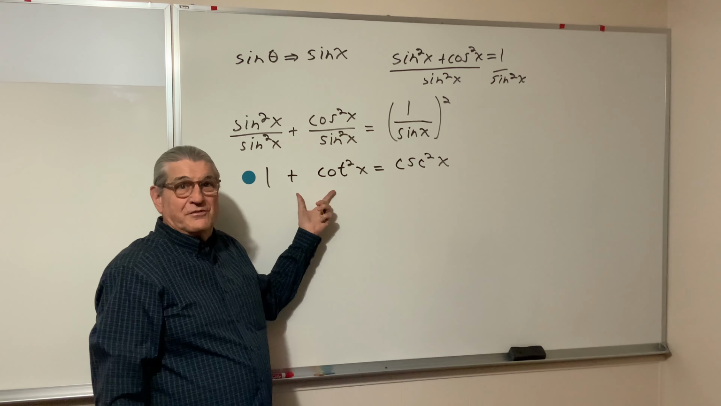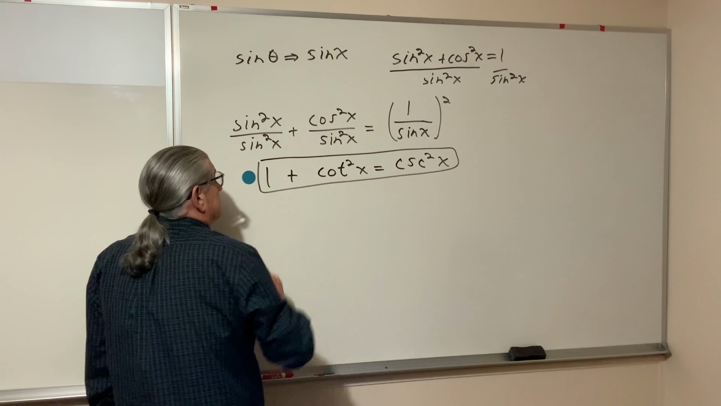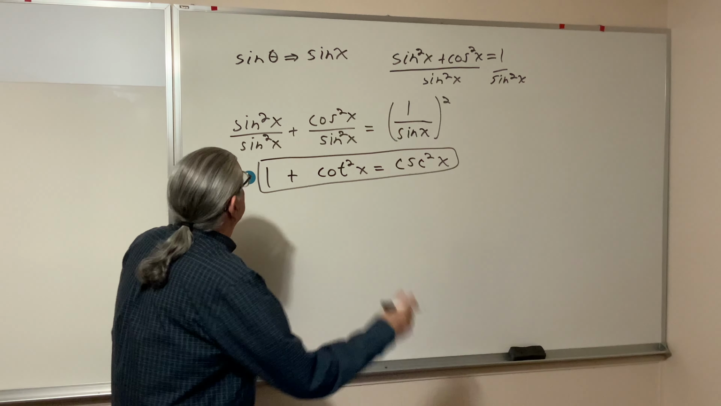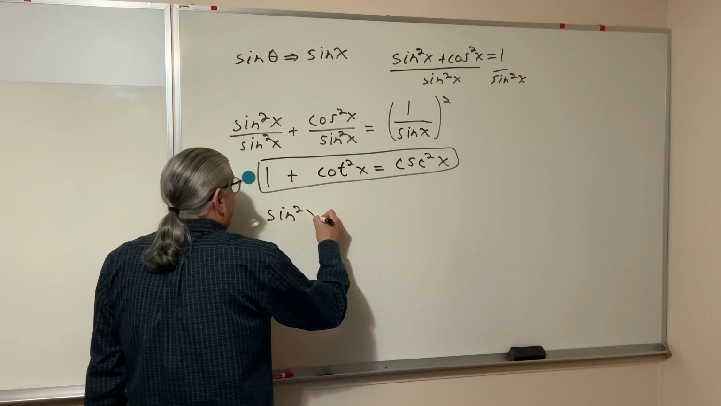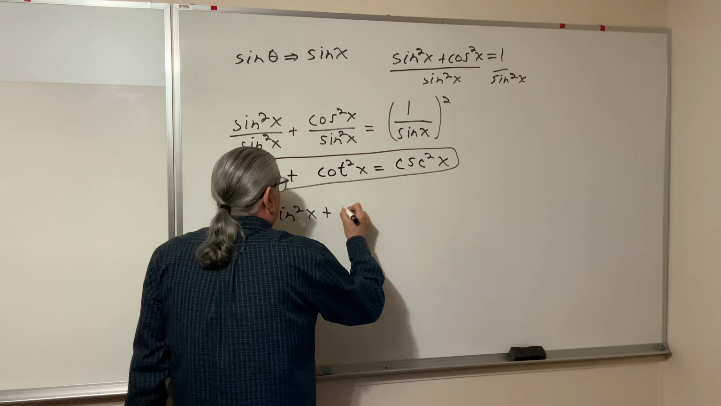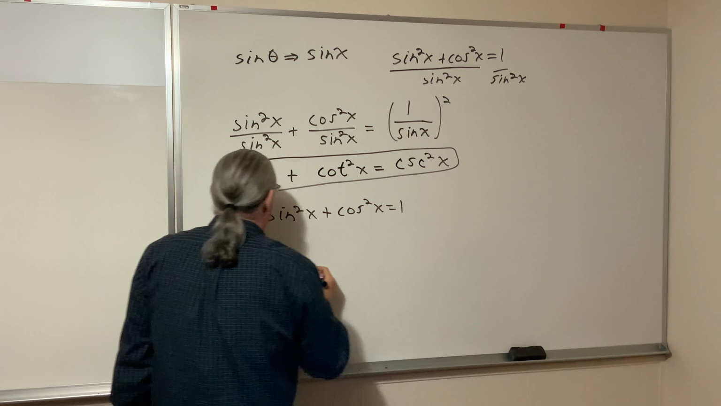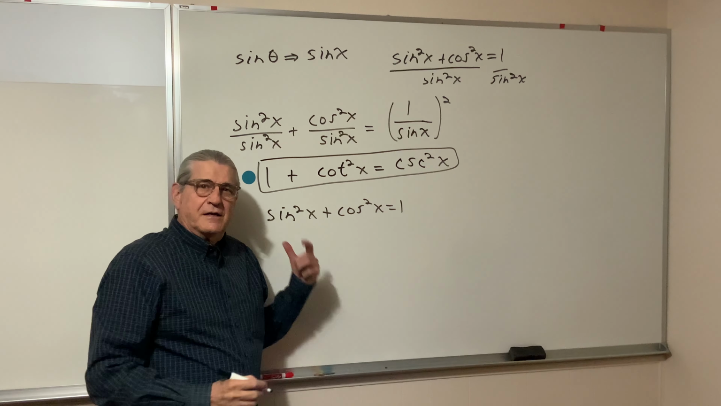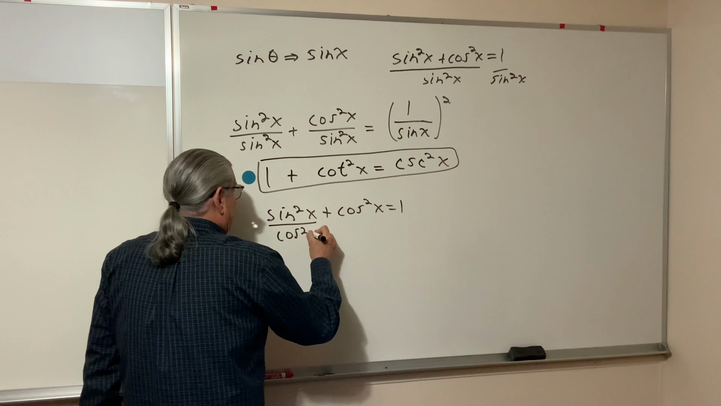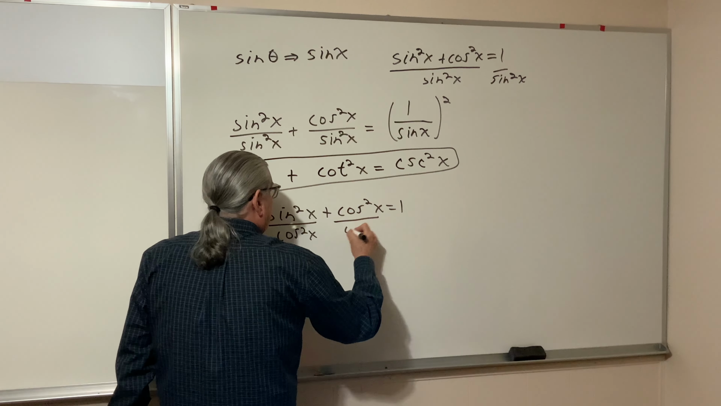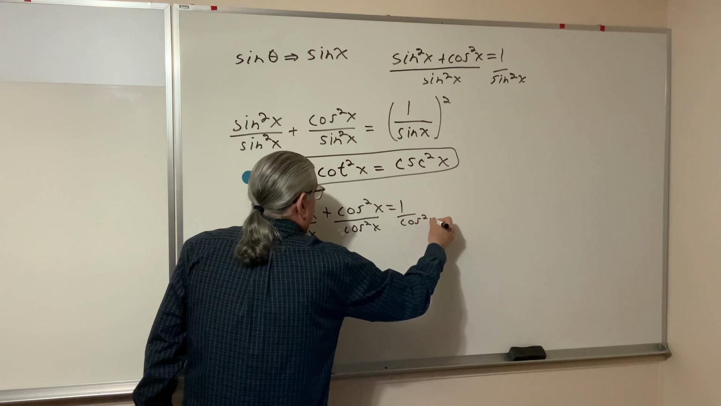Okay, so now we have another one that puts cosecants and cotangents together. So there's one last one we can do. Sine squared x plus cosine squared x equals 1. Let's divide everything by the cosine of x this time. Cosine squared x, cosine squared x, cosine squared x.